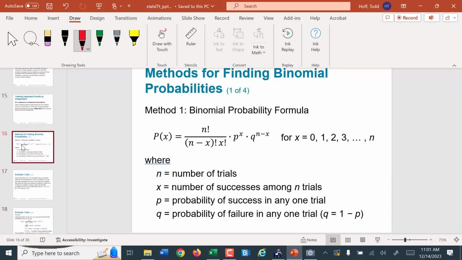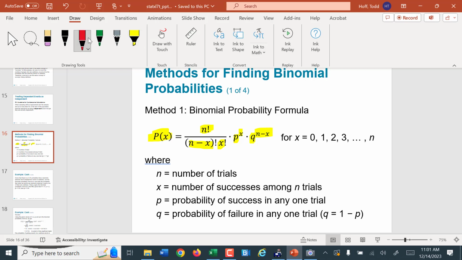So our formula for binomial probabilities is the probability of getting x successes out of n trials is n factorial over n minus x factorial and x factorial. P is the probability of success on an individual trial to the power of x, which is our number of successes, times q, which is the probability of failure on an individual trial, to the power of n minus x, which is the number of failures.